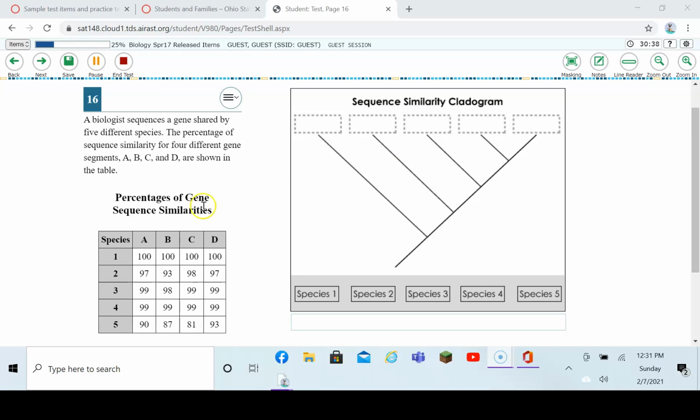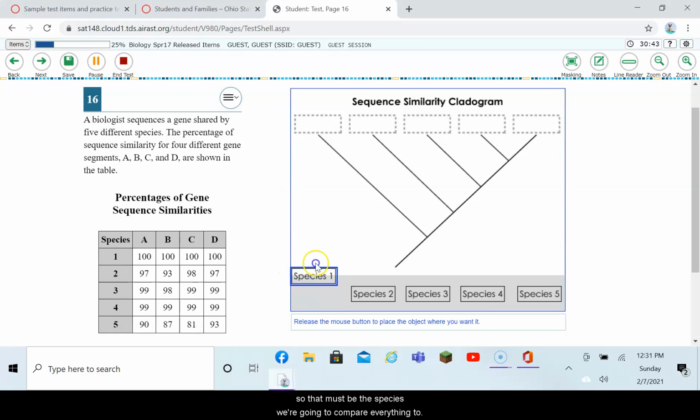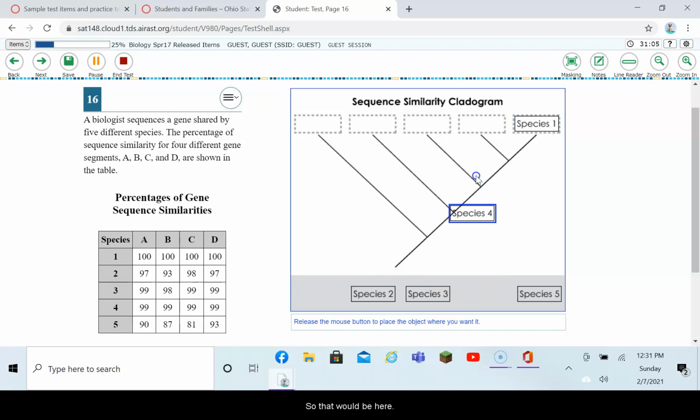So let's begin. Species 1 has 100%. So that must be the species that we're going to compare everything to. We could put him here. Now, who is going to be the closest to species 1? Look at 2 has 97%, 99%, 98%. Species 4 has 99%. So that would be here. Species 4 and species 1 would be the closest, and they would also have a common ancestor.